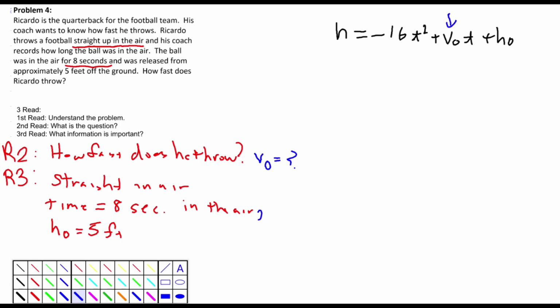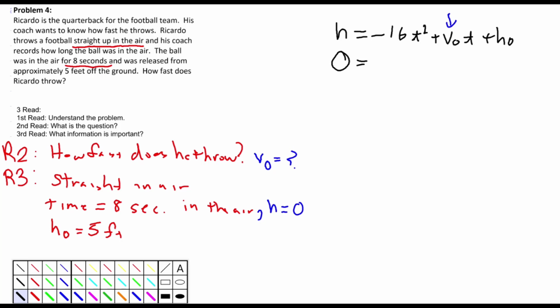There's something else we also know. What else do we know? We know the height at 8 seconds should be 0. So in 8 seconds, what is the height of the ball? It should be on the ground. So that means that at 8 seconds, the height should be 0. So when you're plugging this in, we should get a 0 because the ball's on the ground.